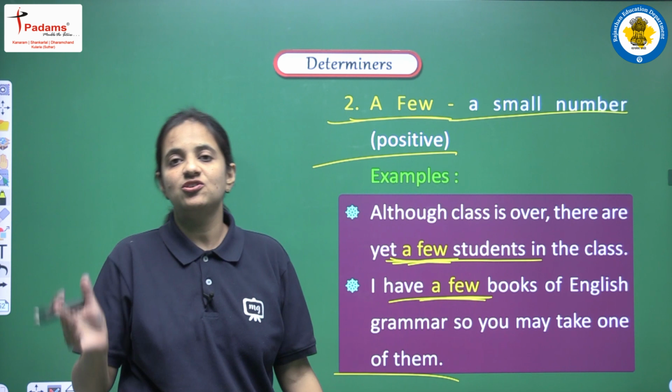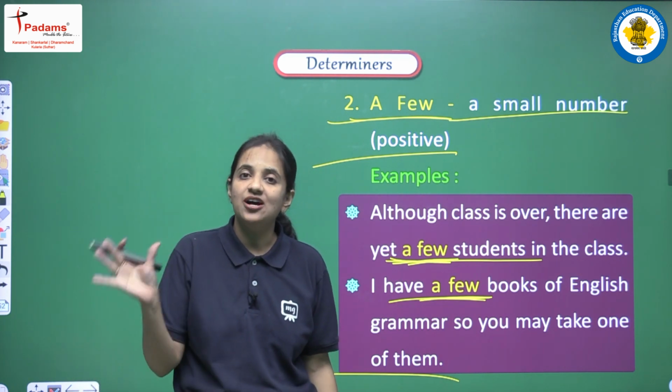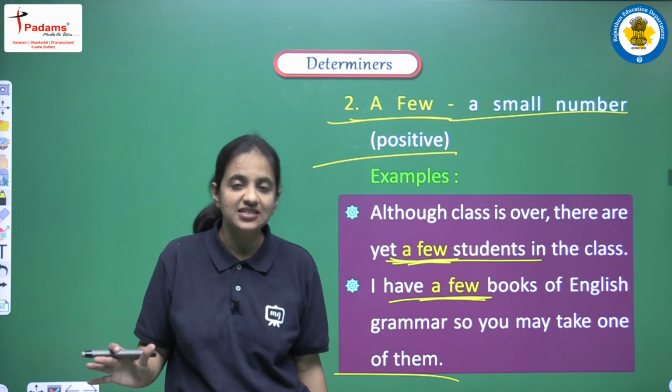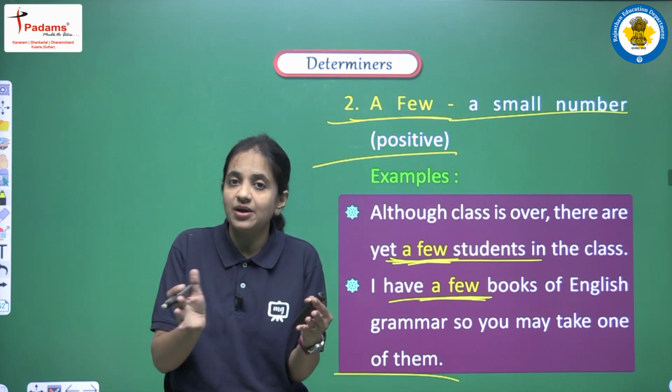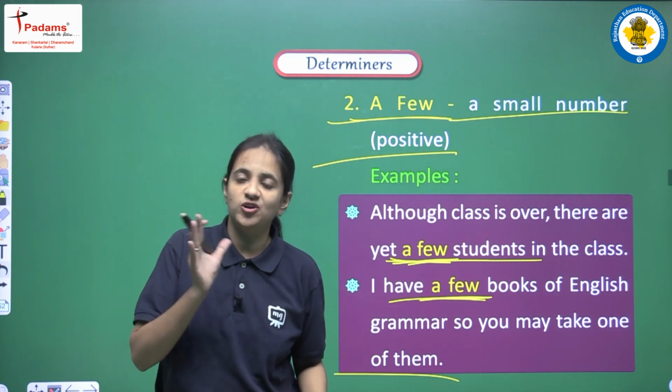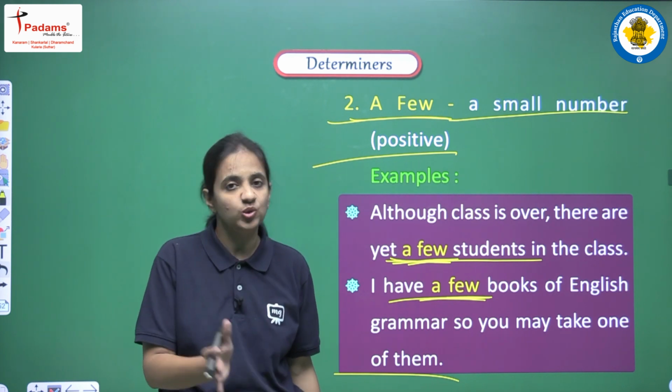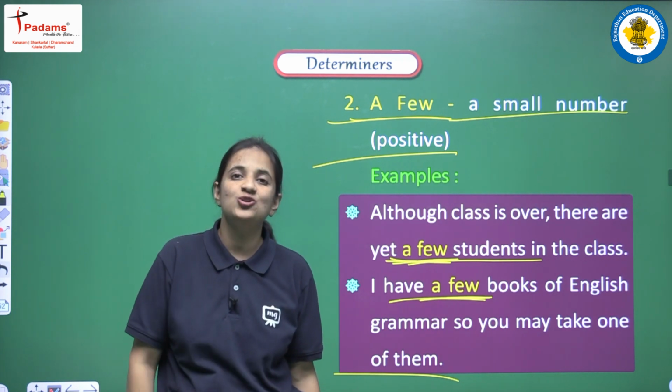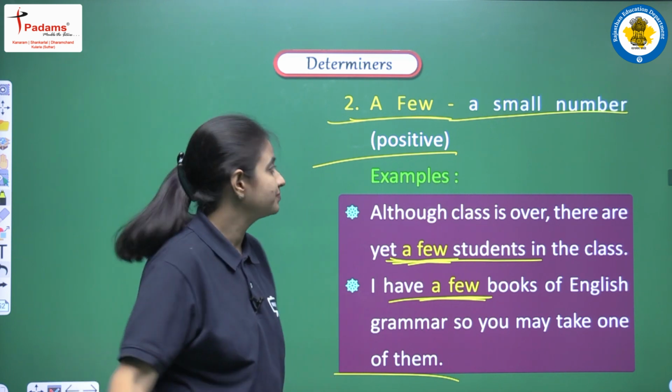So this is the use of a few. When we are using a few in the sentence, we are saying that we are having some amount, some quantity, some number, and a few gives a positive sense, a positive meaning to the sentence, and yes, it is also used for countable nouns.